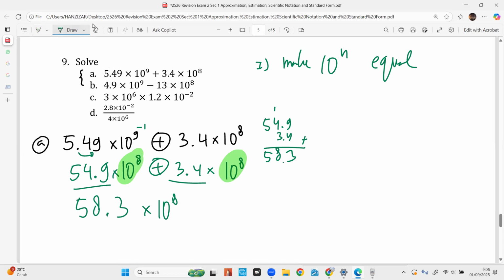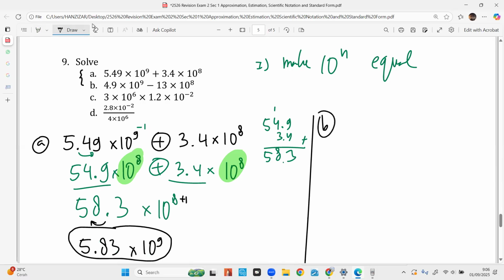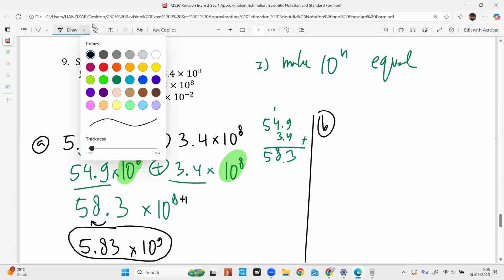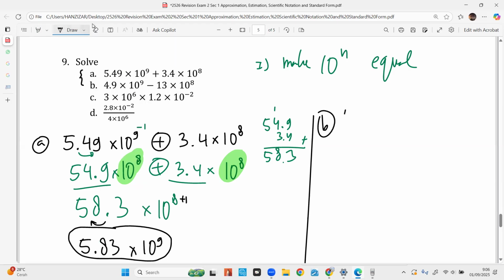Since it is still not the scientific notation, you move the decimal one to the left. You add by 1 for another compensation rule. That's for question A. Now question B. Do the same thing over again one more time. 4.9 times 10 power 9 minus 13 times 10 power 8.